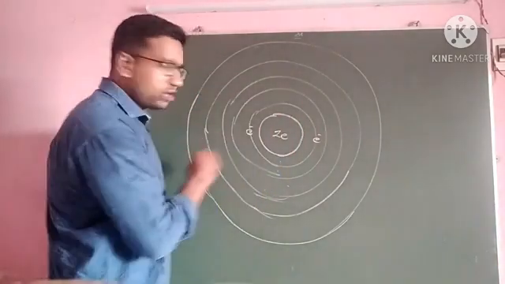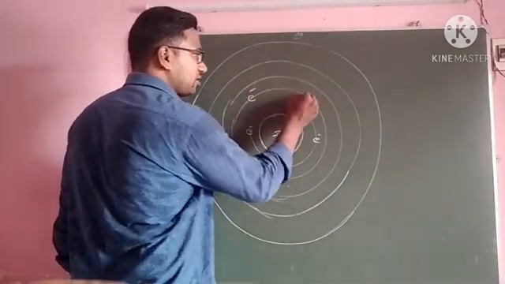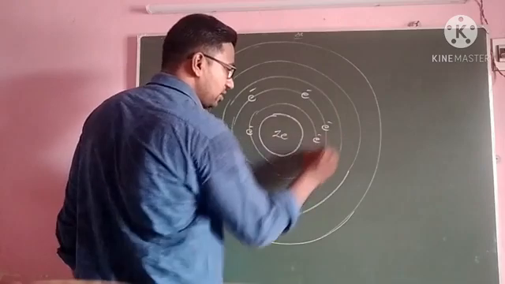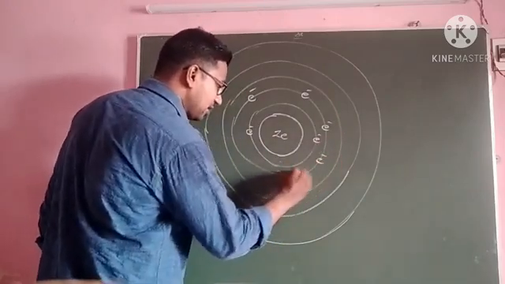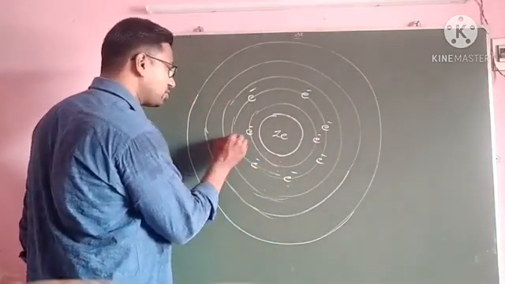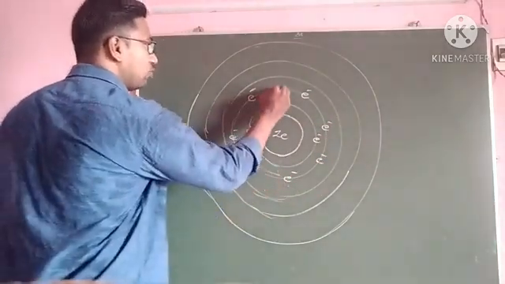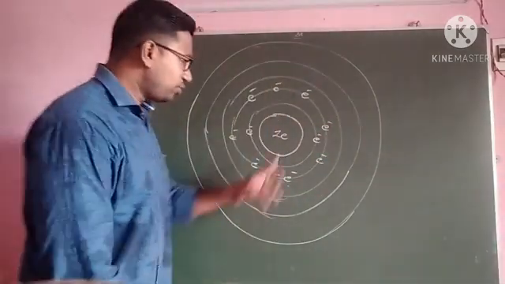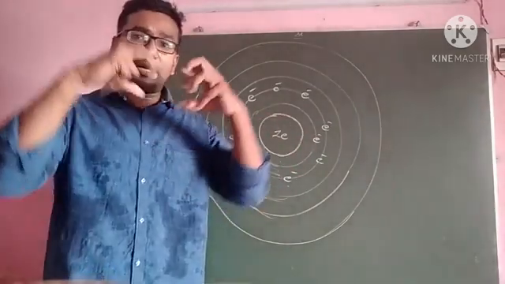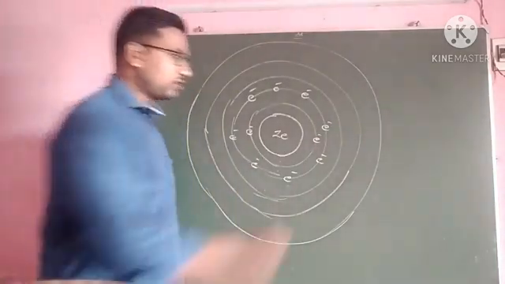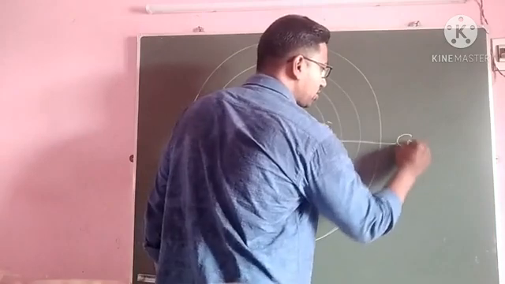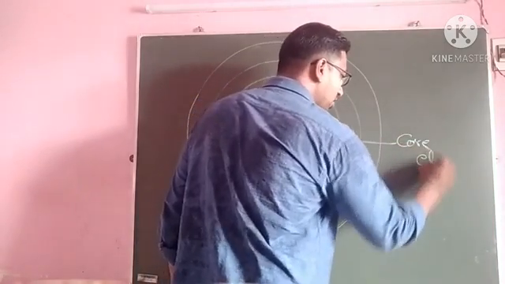And then in the second orbit, 8 electrons are occupied. So there is no empty space, sir, and no electrons are moving position. 1, 2, 3, 4, 5, 6, 7 and then one more, 8. So the electrons have completely occupied the orbit. That is called the core electron. Core electron.